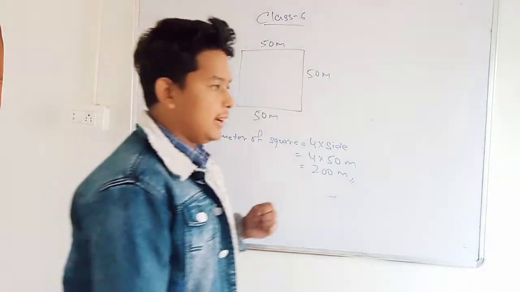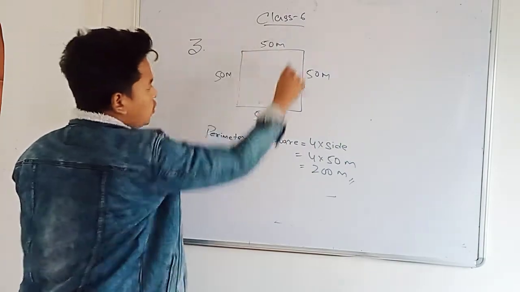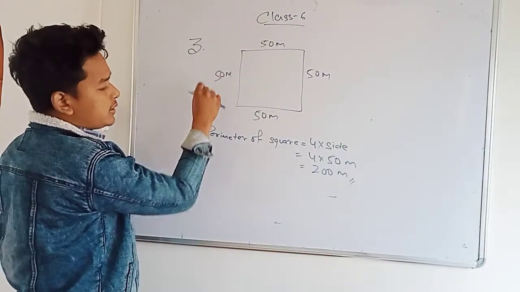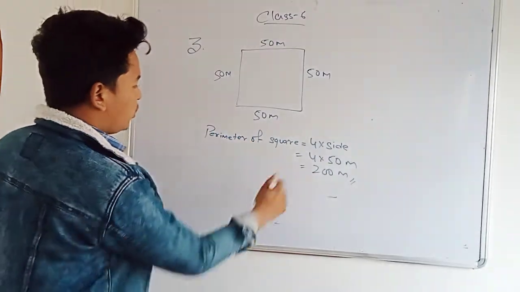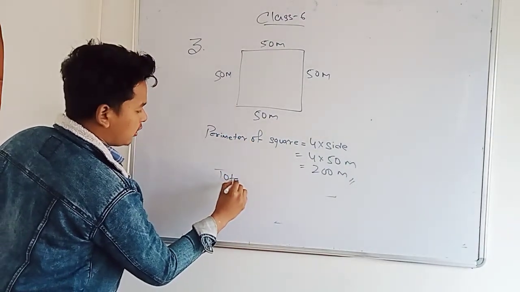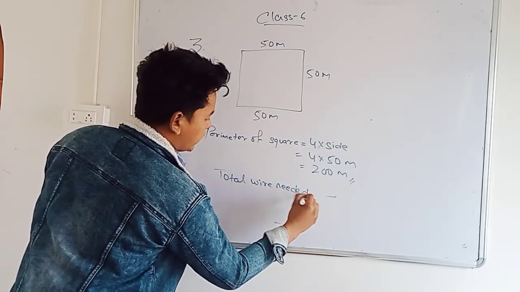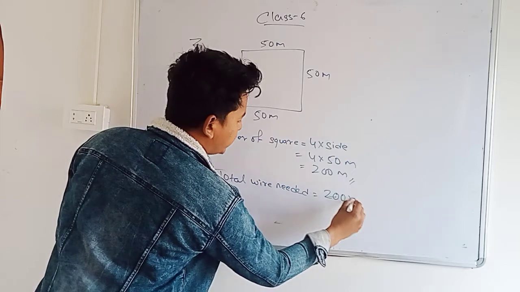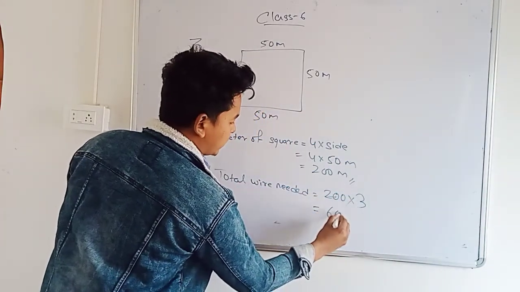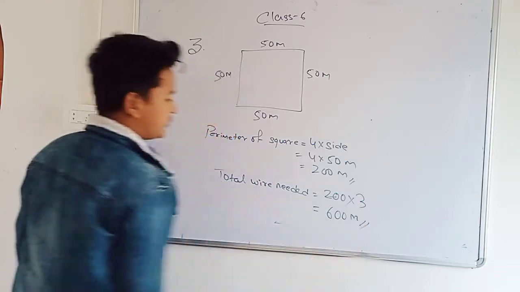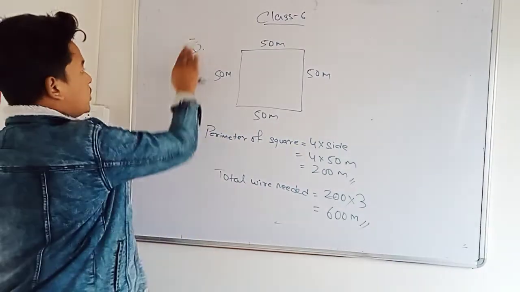Now how many layers? 3 layers of wire they will put. Means 1 layer, 2 layer, 3 layer. That means 3 times they are putting the wire. So total wire needed is equal to 200 into 3, that is 600. Is it okay? Okay. So this was question number 5.